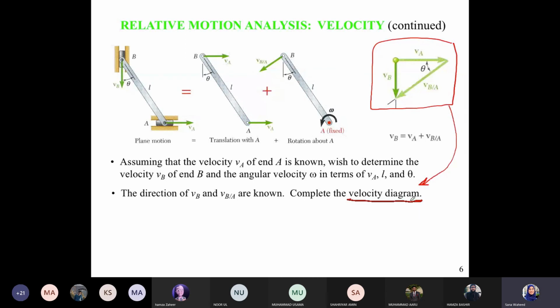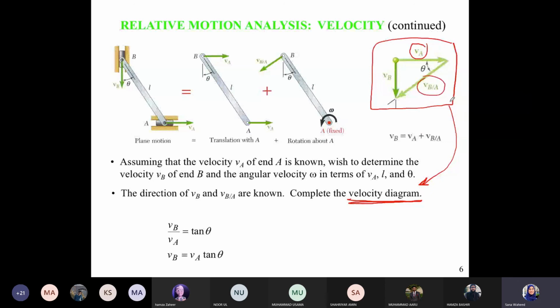So we managed to draw the velocity diagram, and now we can just use straightforward trigonometry to find any one of the unknowns. Let's say we knew this velocity of A, we knew how fast A is moving to the right. So then with trigonometry we can directly find what VB is. I can see that VB is just VA tangent theta. That's one thing. Second, maybe I want to find the relative velocity. Maybe I want to find something about the rotation.